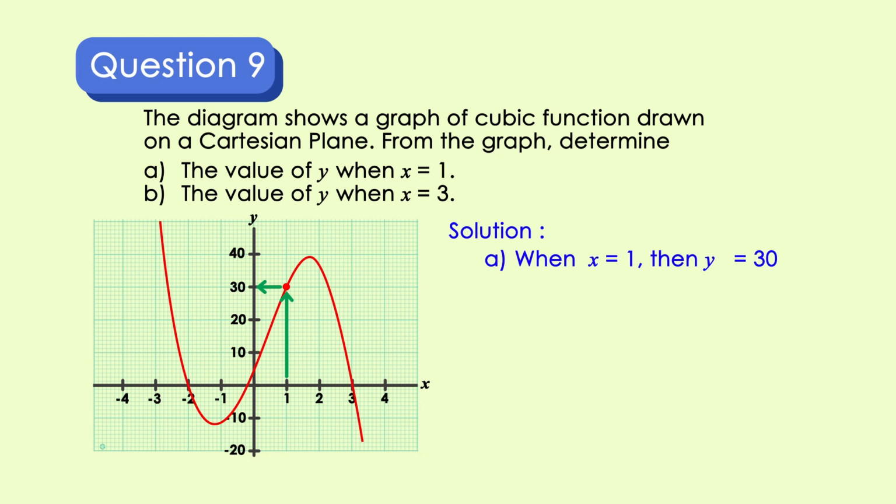Next, find the value of y when x equals 3. Again, on the graph, draw a straight line at x equals 3. Then, find the value of y that intersects with this straight line and the curved line. When the value of x equals 3, then y equals 0.